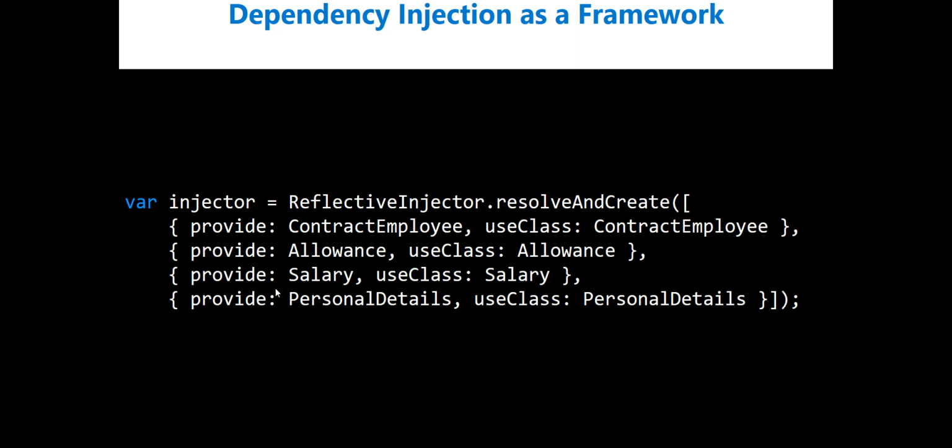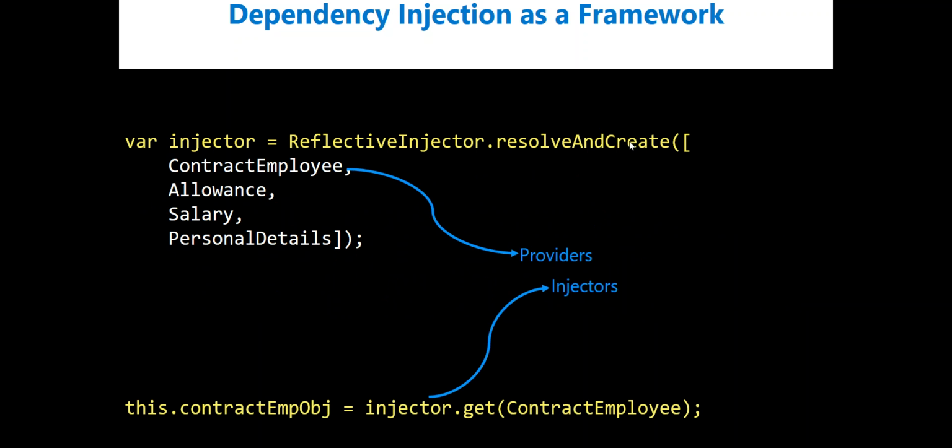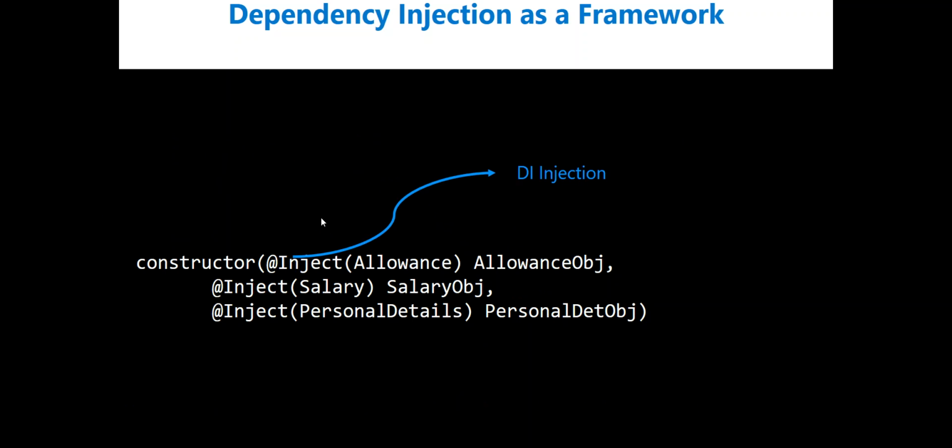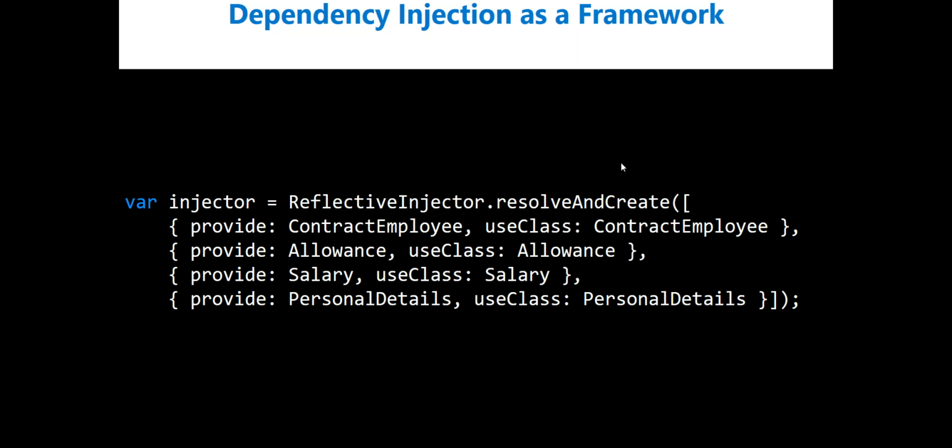So I am just asking the DI to provide a salary object using this particular class. So that's what it is. So both are the same. This particular thing and this particular statement are both the same. If you want a shorter approach, you go with this. If you want the detailed one, you have to go with this particular approach. Okay, so this is how DI has been implemented as a framework.